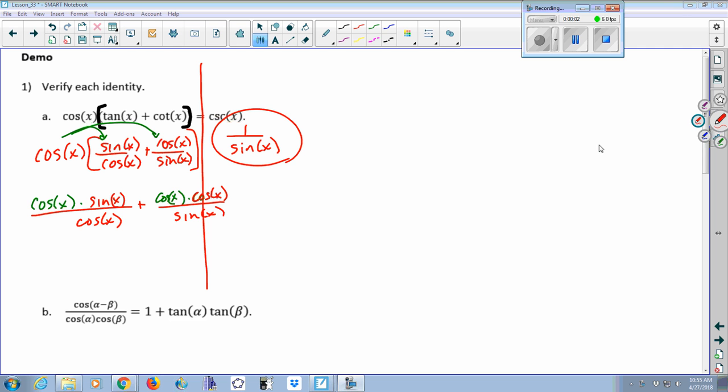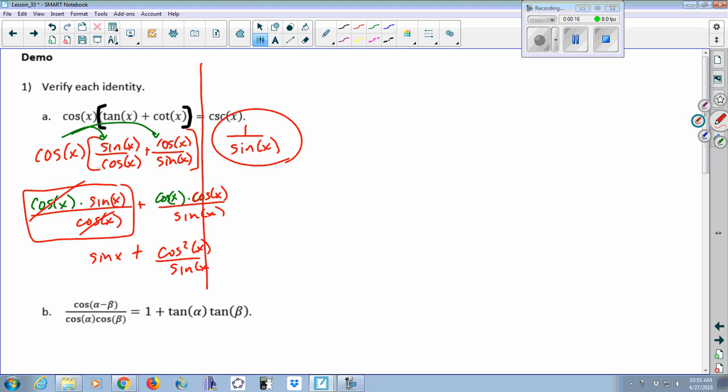First term here, your first term has a fancy form of 1 in it, so that's sine x. Your second term is cosine square x in the numerator over sine x in the denominator. Maybe you start saying, oh my God, I'm not getting anywhere where I'm supposed to be.